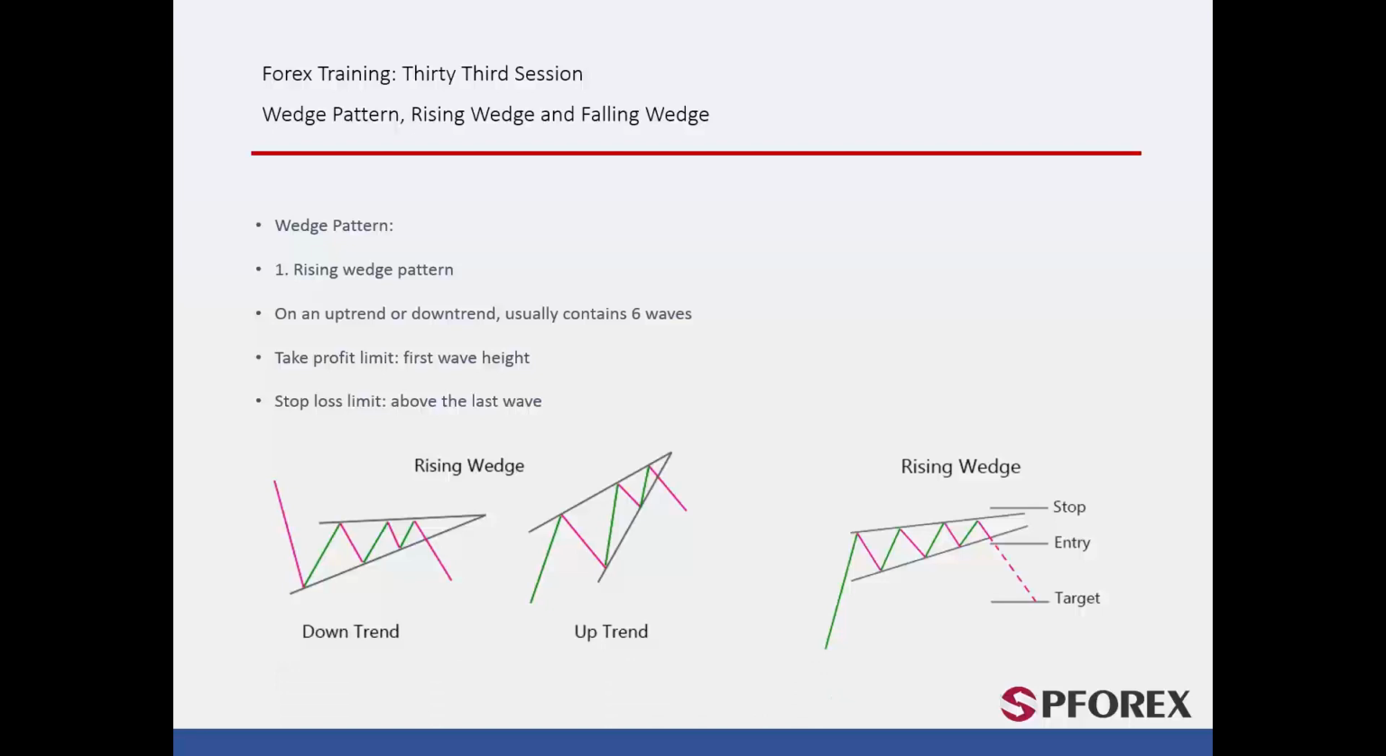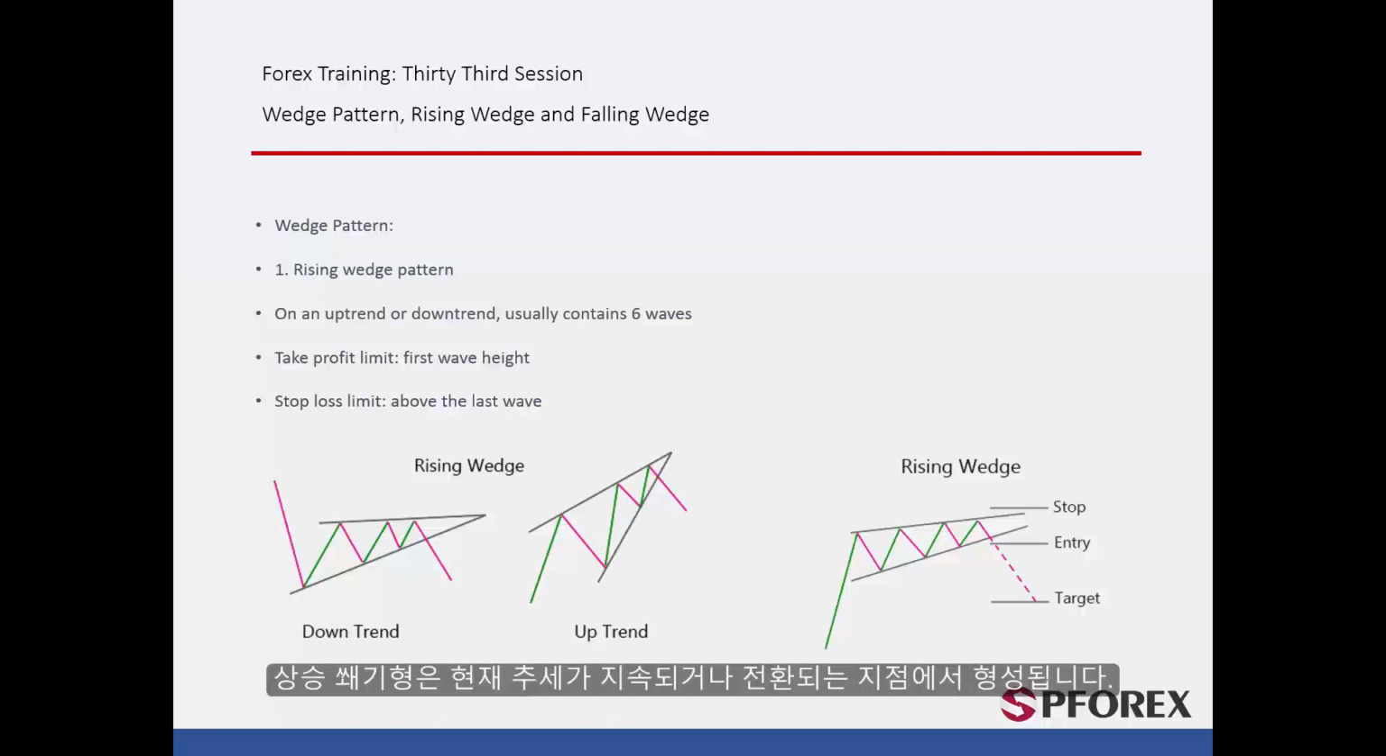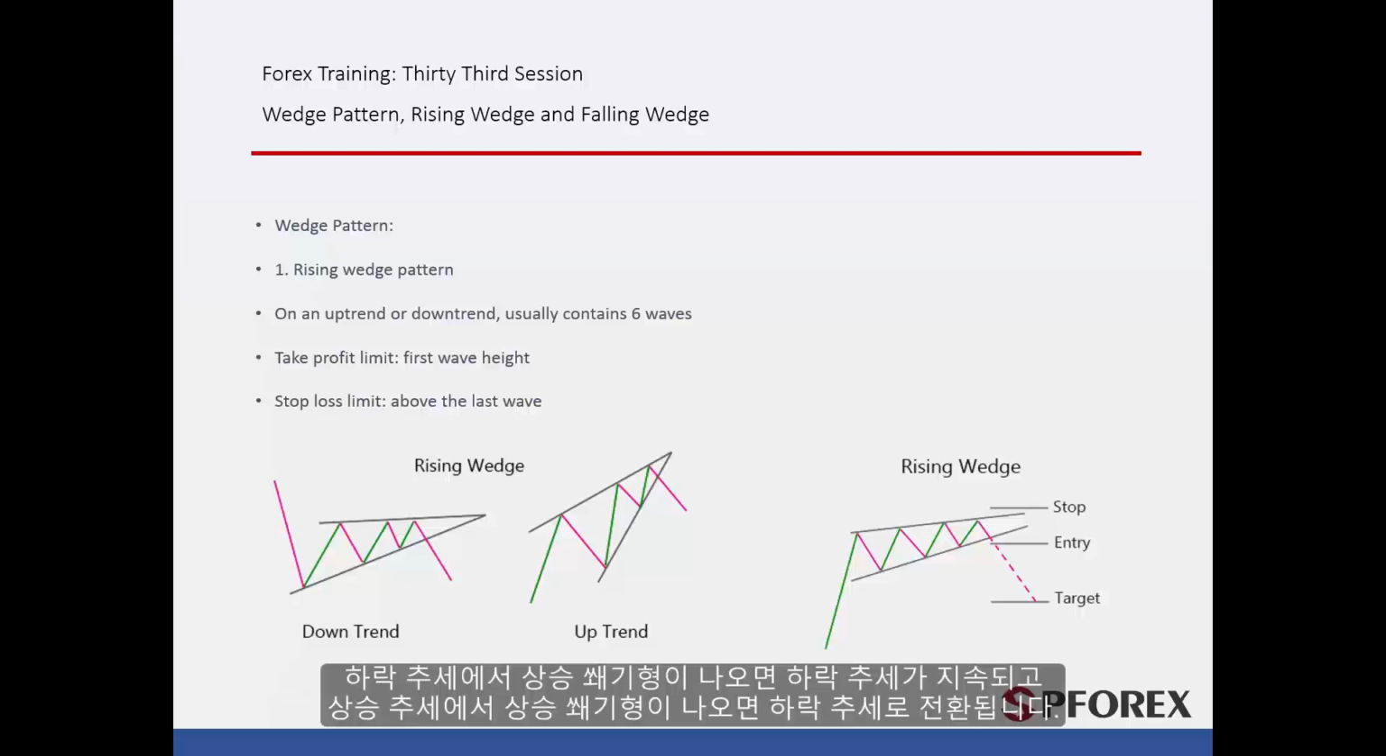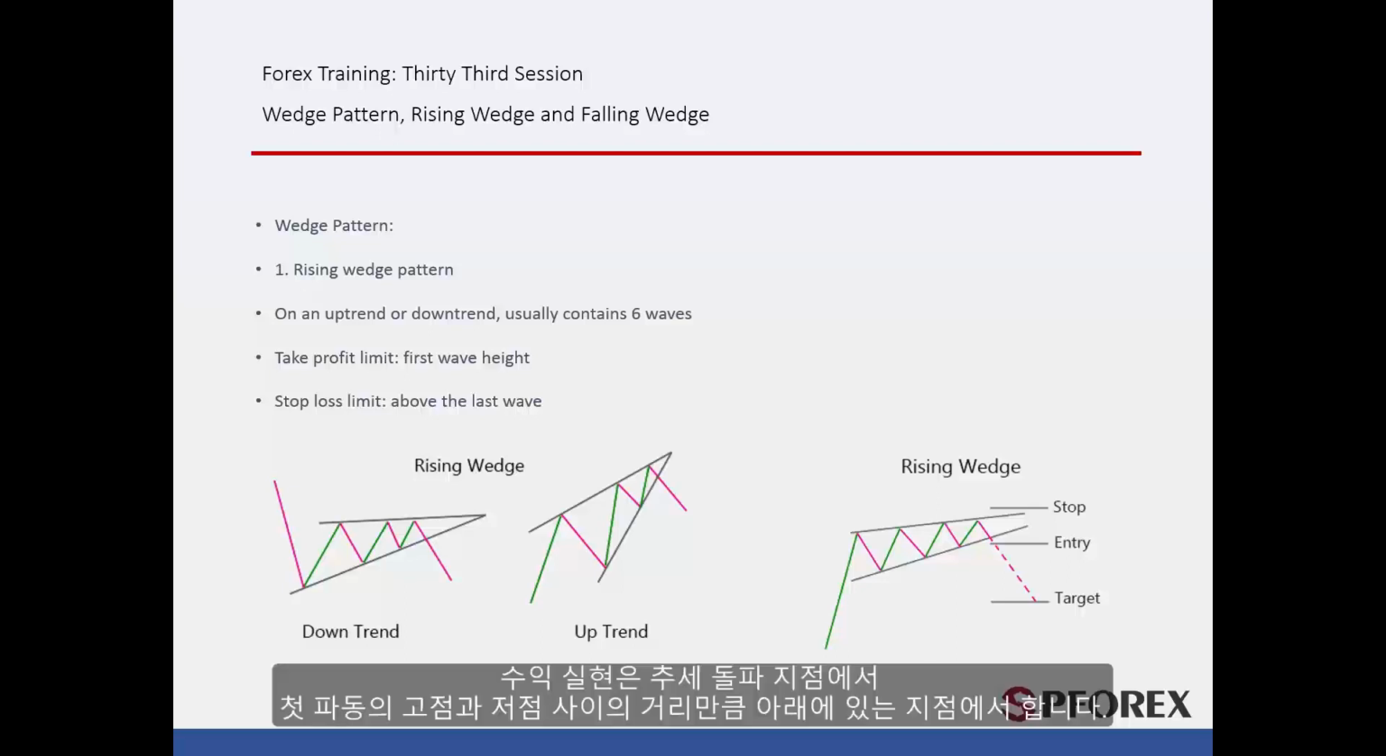Rising wedge. Rising wedge can be formed on an agreeing or reverse point on the basis of a trend direction. If it is formed on a downtrend, then it would be a continual pattern, while on an uptrend it would be a reversal pattern. The distance between the peak and the valley of the first wave could be our TP amount below the breakout point.